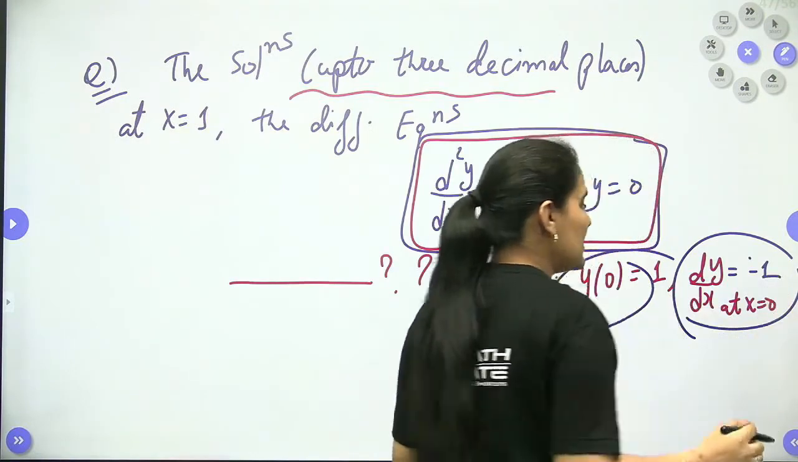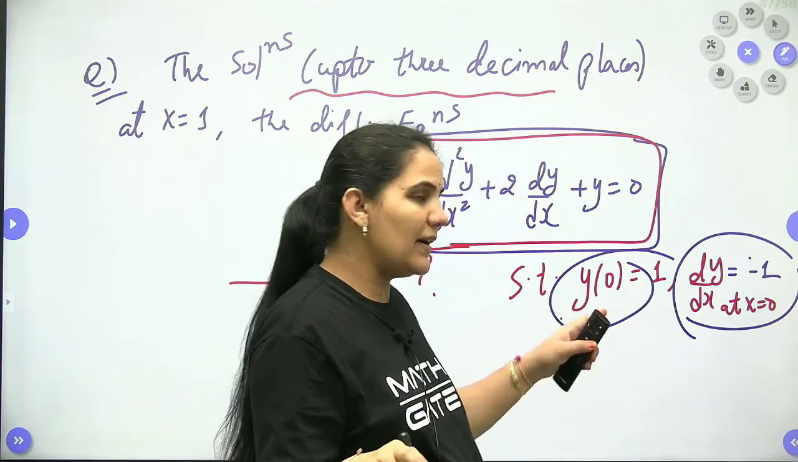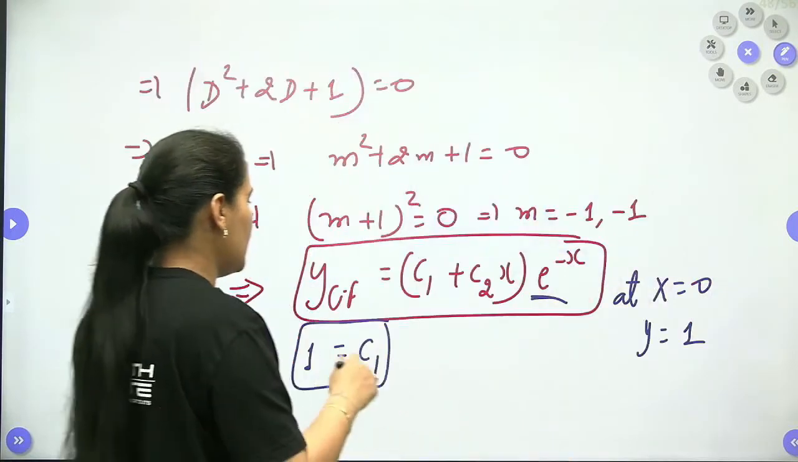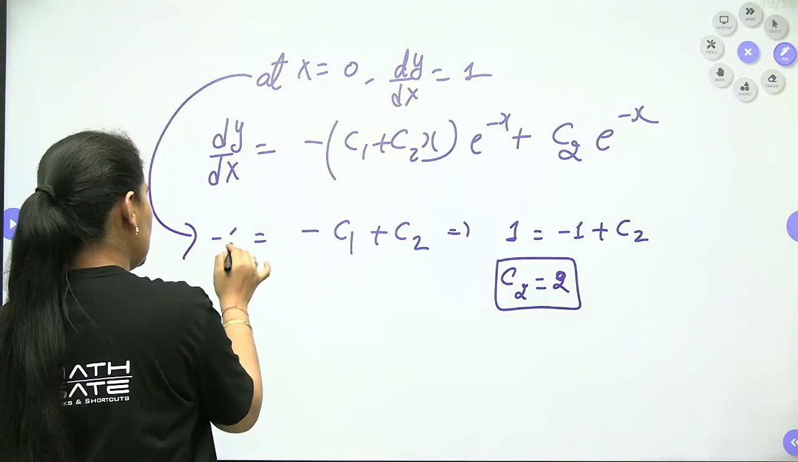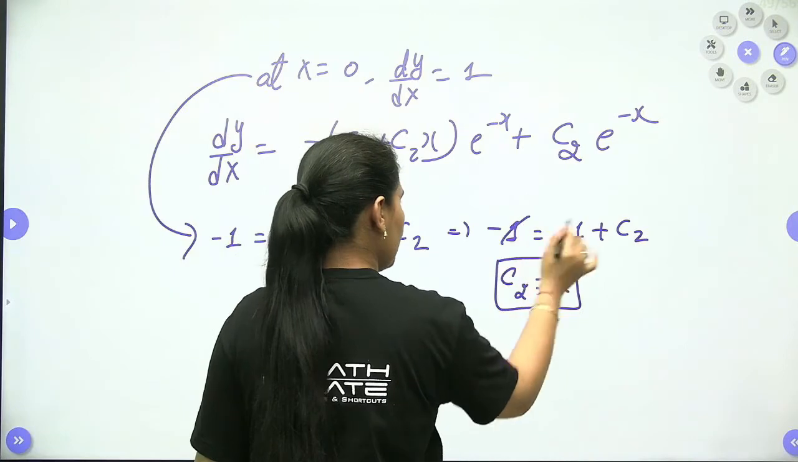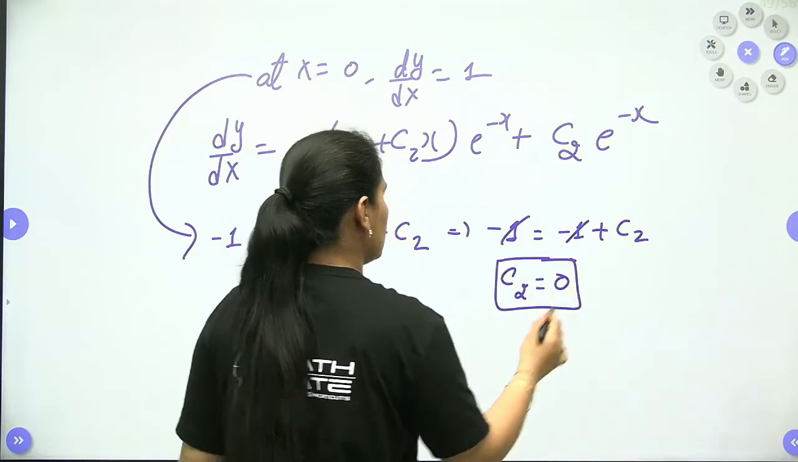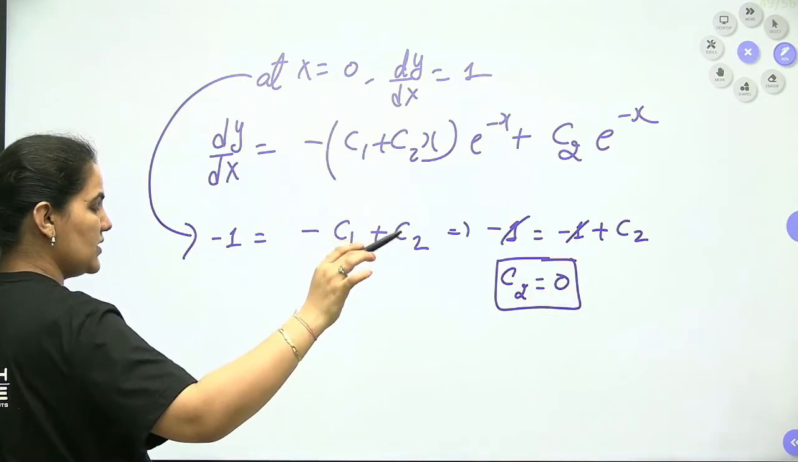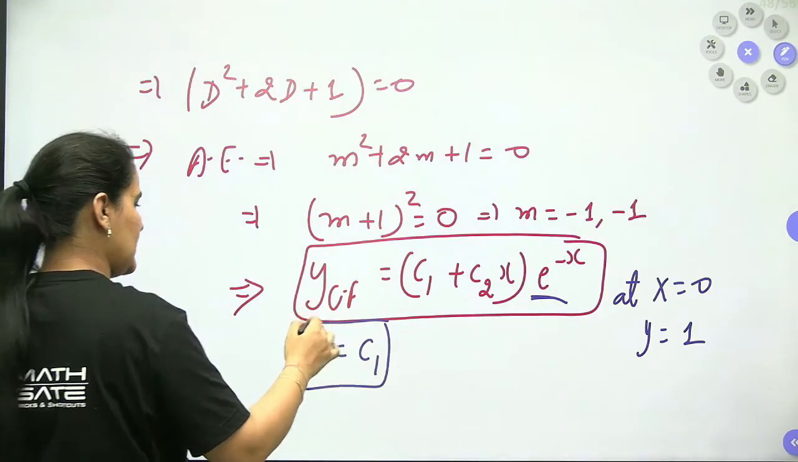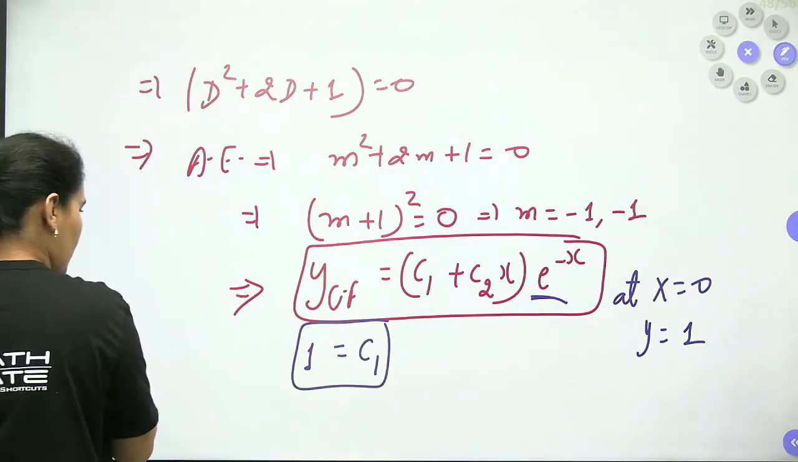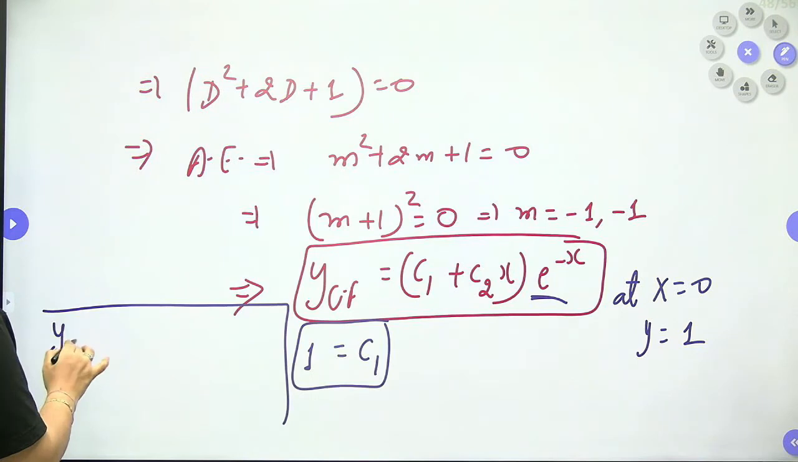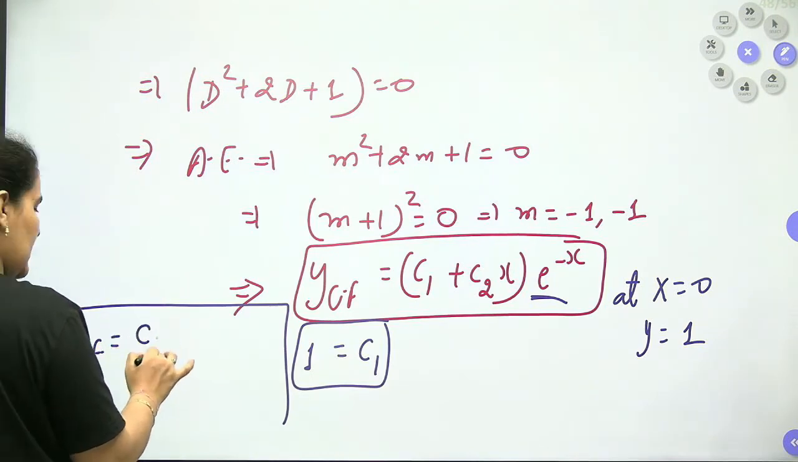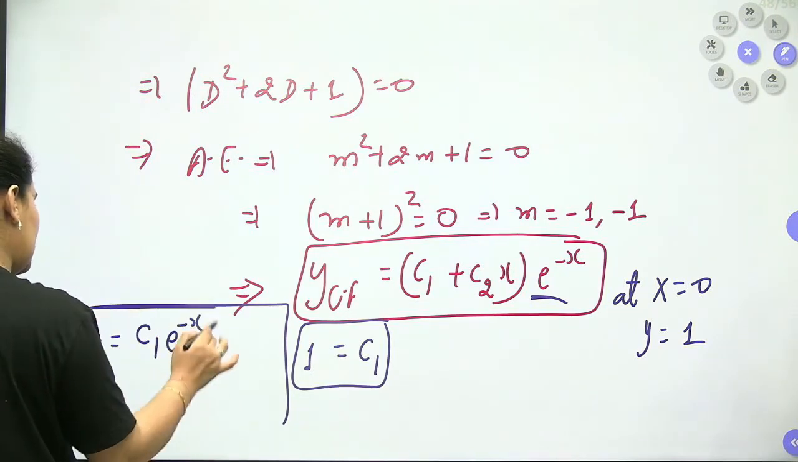It was minus 1, meaning at x equals 0, dy by dx equals minus 1. So when we approach it with minus 1, it will be 0 again, and we get C2 equals 0. Hence C2 is done, and C1 is 1. So the solution will be y equals C1 e to the power minus x only.